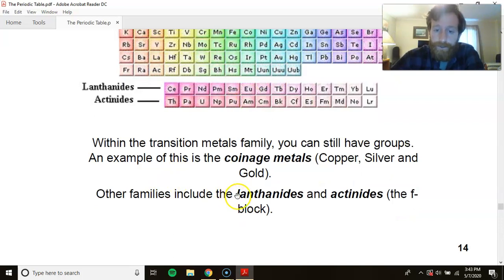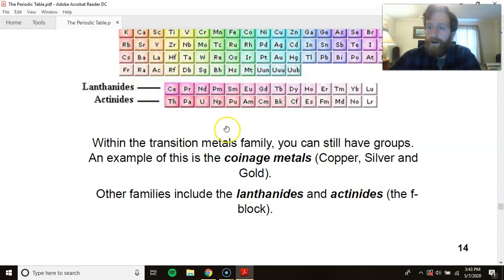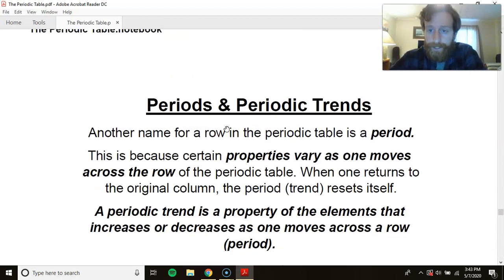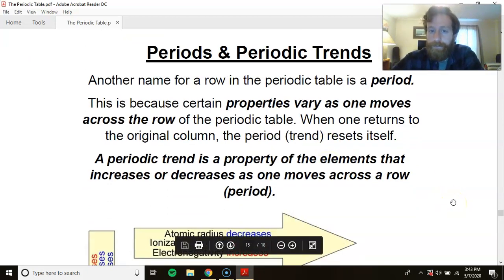Other families include the lanthanides and the actinides, which are the F block. Note there, though, they're grouped by row and not by column. Which brings us to periods and periodic trends. Another name for row in the periodic table is a period.